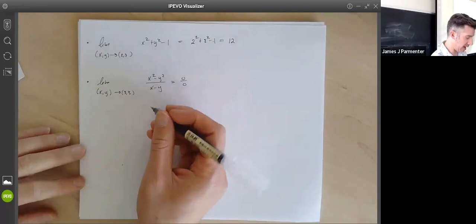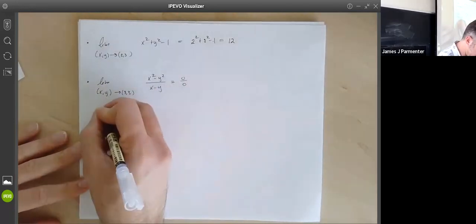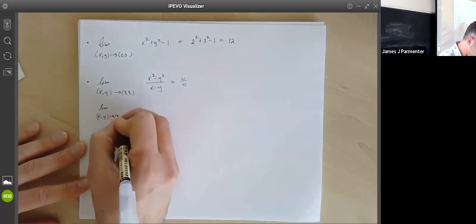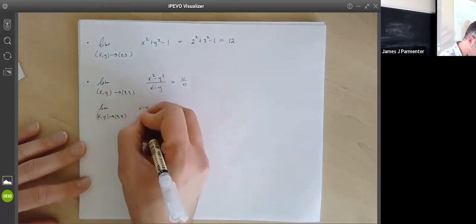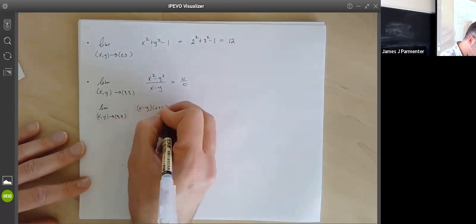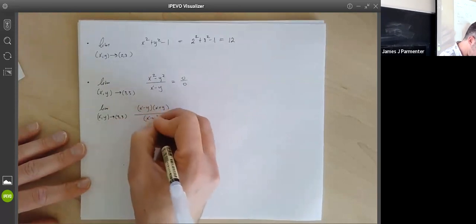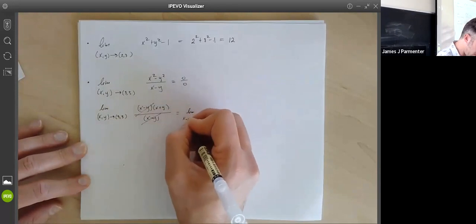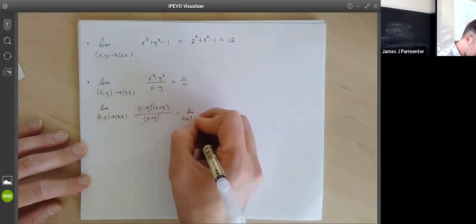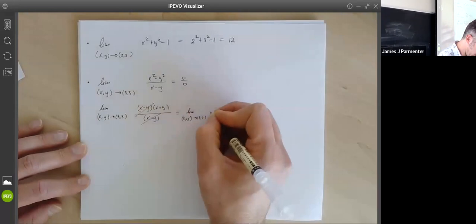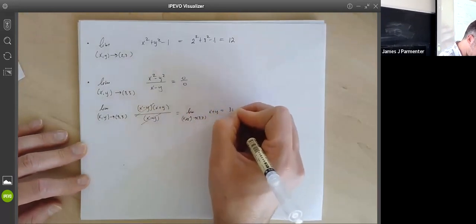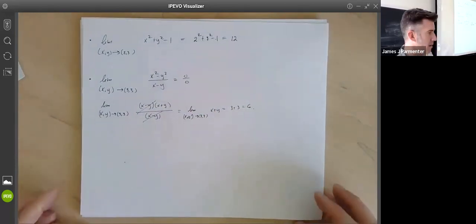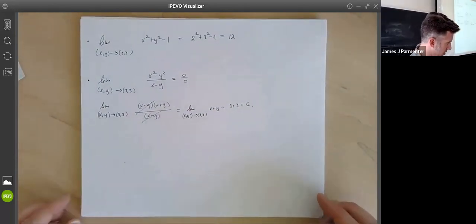Here, we can do some factoring. I can rewrite this as the limit as x, y approaches 3, 3 of x minus y times x plus y over x minus y. The x minus y's cancel, and then we're left with the limit as x, y approaches 3, 3 of x plus y, which is 3 plus 3, which is 6. So if you can do some algebraic manipulation, great.